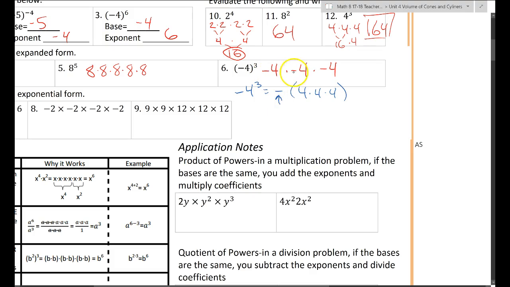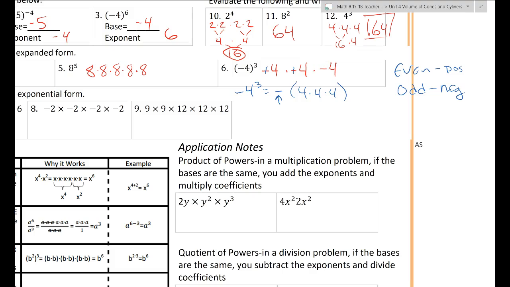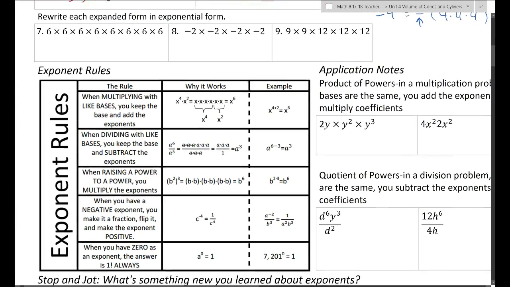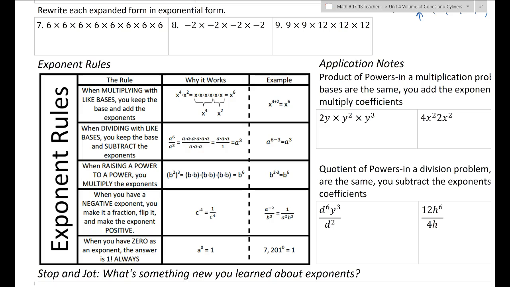Here, I have to see if it's even or odd. Remember, if it's even, it's positive. And if it's an odd number, it's negative, just because of how it works out. This negative is going to cancel out with this one, but then you still have this one kind of hanging out. So, there we go. Go ahead and rewrite each of those in expanded and exponential form. Pause the video.